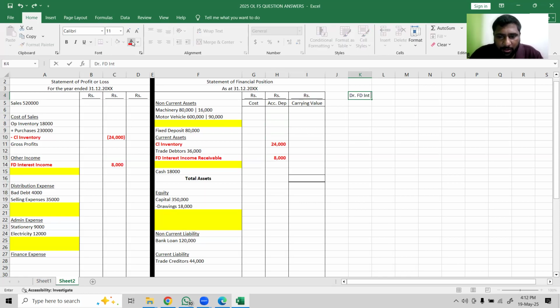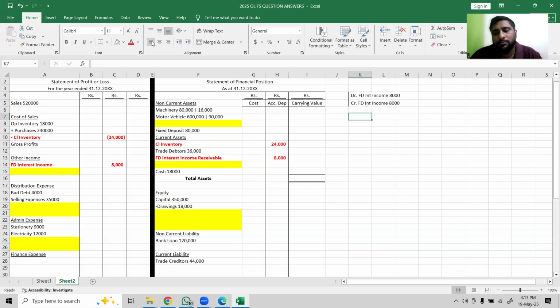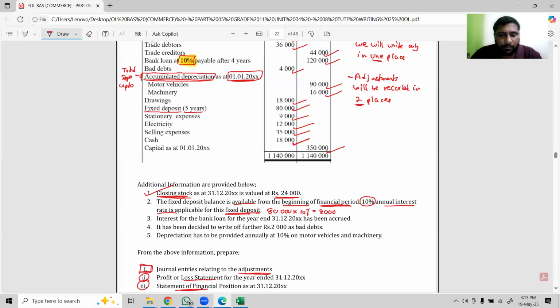Debit the FD interest income receivable 8,000. Credit the FD interest income account 8,000. Okay. That is also done.